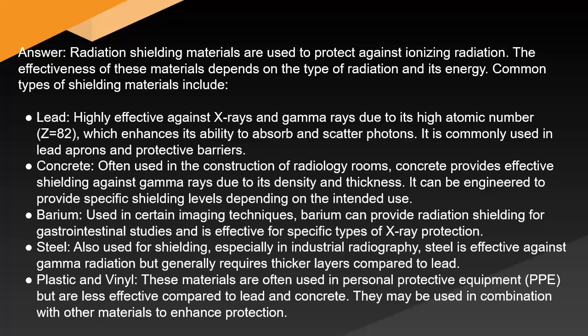Steel is effective against gamma radiation, but generally requires thicker layers compared to lead. Plastic and vinyl. These materials are often used in personal protective equipment (PPE), but are less effective compared to lead and concrete, and they may be used in combination with other materials to enhance protection.